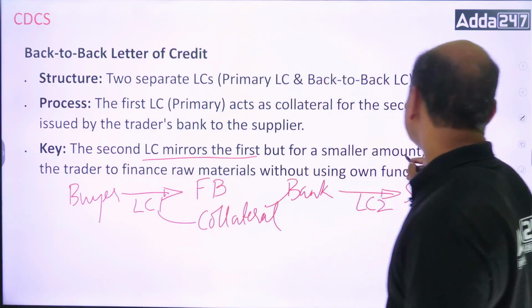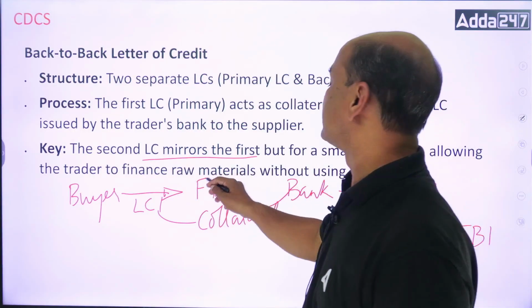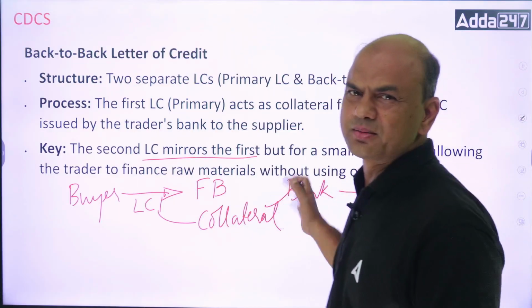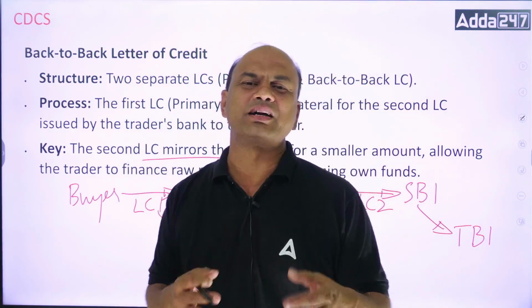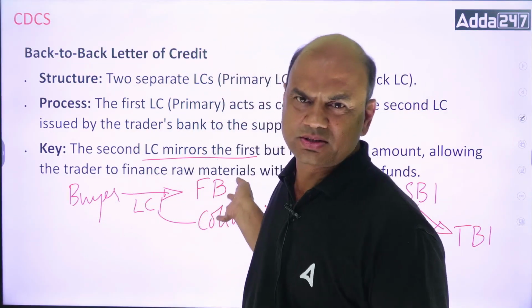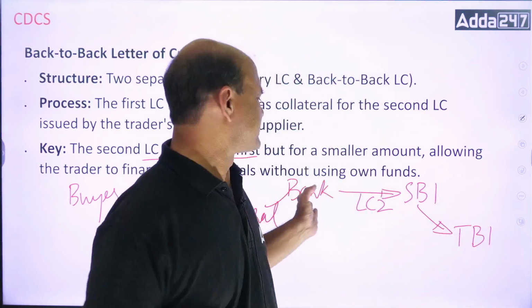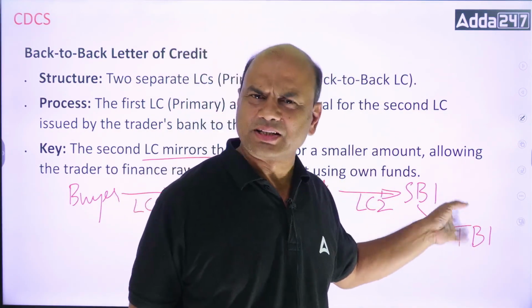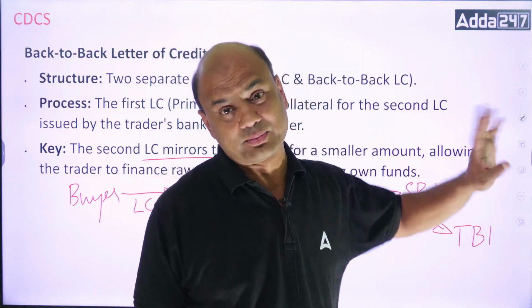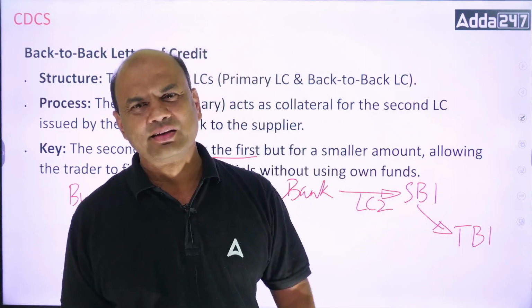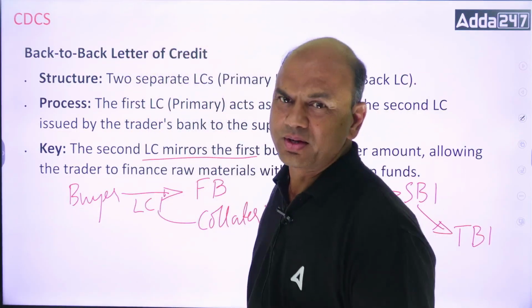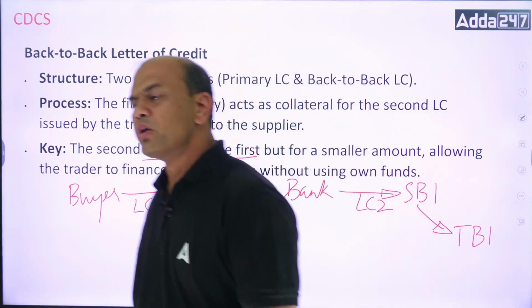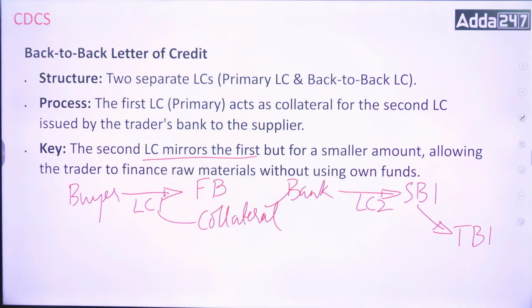But for a smaller amount, allowing the trader to finance raw materials without using own funds. So basically, it's a sort of cash credit or working capital finance given to this first beneficiary, and via this the first beneficiary may issue it to the second, may issue it to the third, may issue it to the fourth. That's not an important part, because after all, it's a collateral transaction. Okay, got this point, everyone?